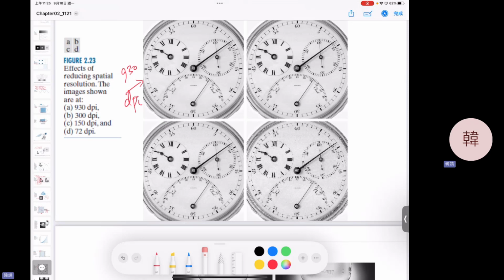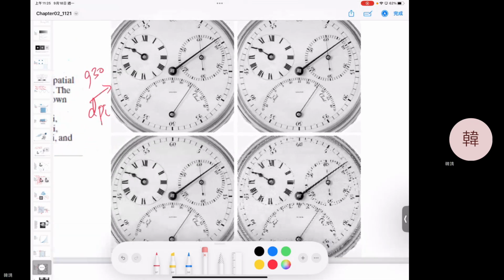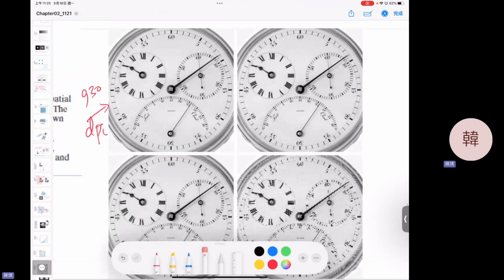Can you see the difference? Right? Just look at this number here. We use the same screen size to watch the different spatial resolution. Definitely, this one is much higher quality than this one.